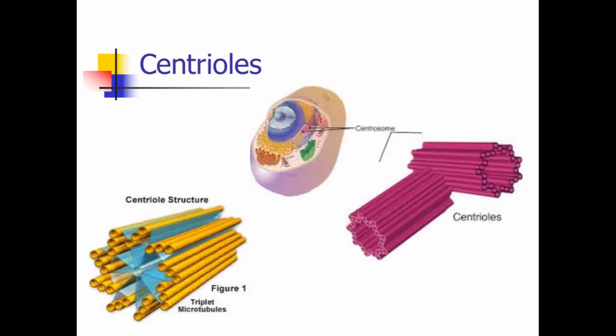So when we look at this picture, here's the cell. The centrioles are right here. This is what they look like. They're kind of like little hollowed straws, but if you wanted to break it down, it's actually made of a bunch of microtubules together.